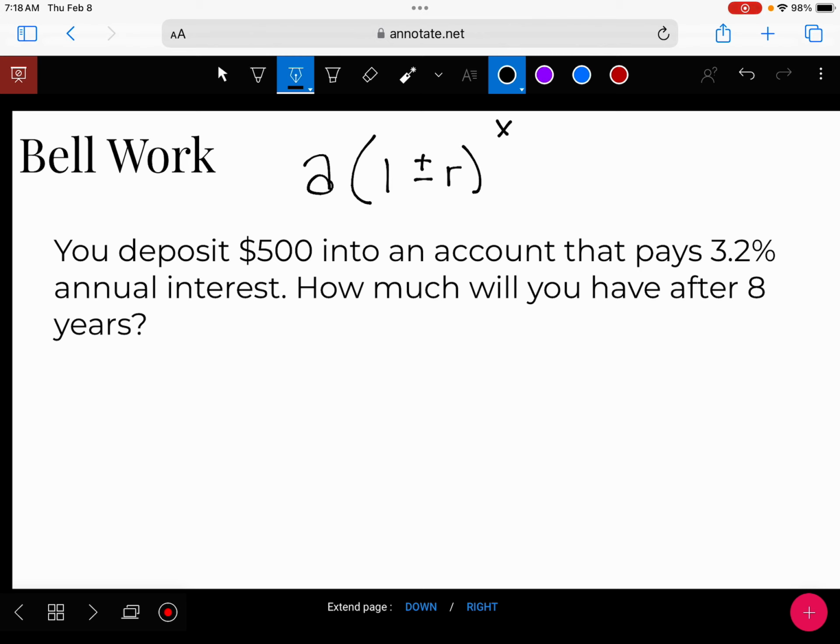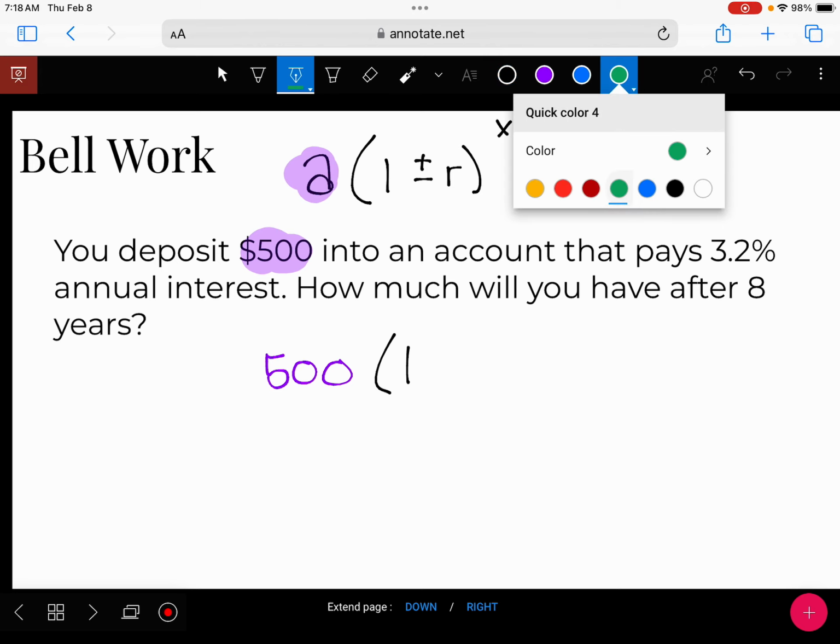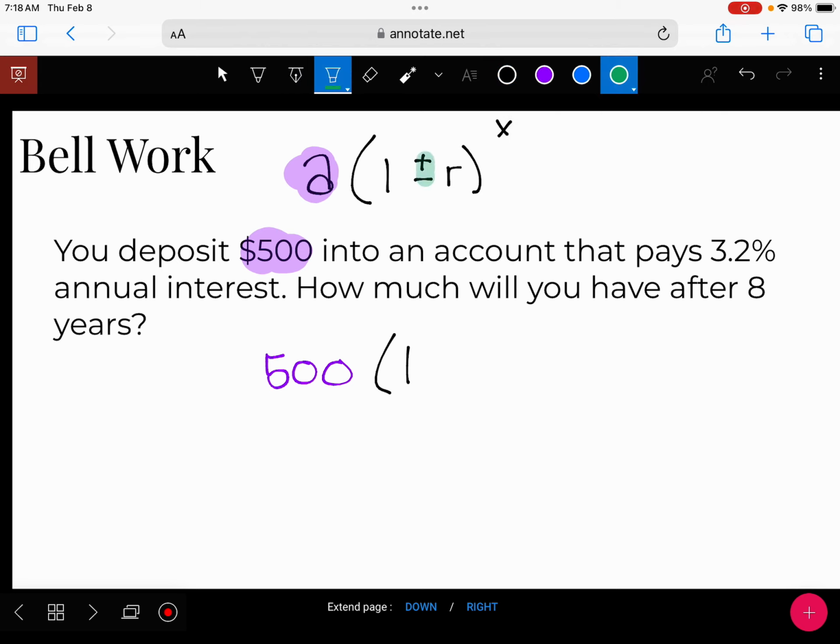So, what pieces do we have here? What do we know? 500 is our starting amount. That's going to go in for our A here. So we're going to put our 500. Our 1 doesn't change. How about the plus or minus? Are we going to use plus or are we going to use minus? Plus.